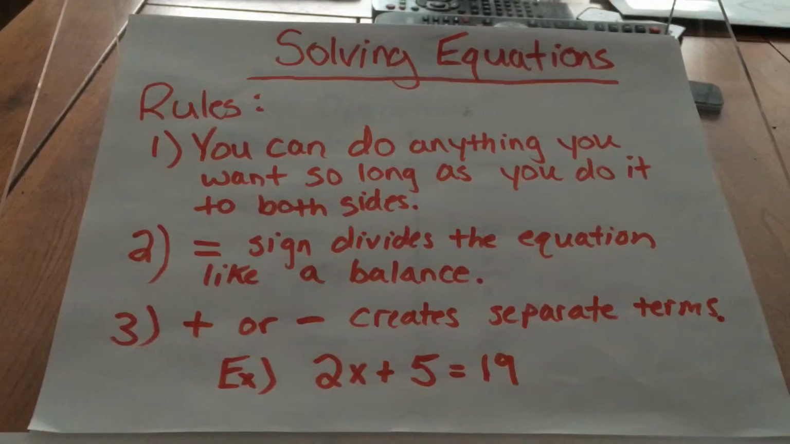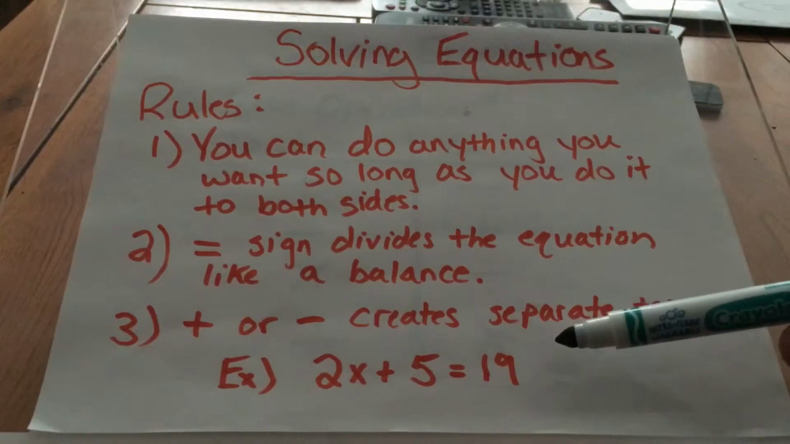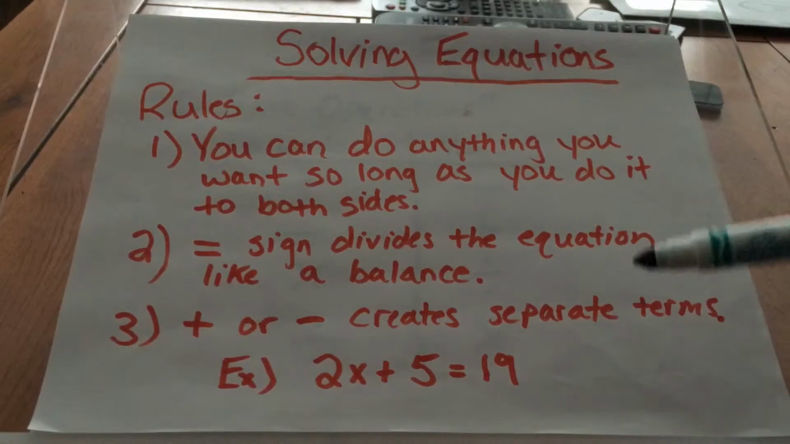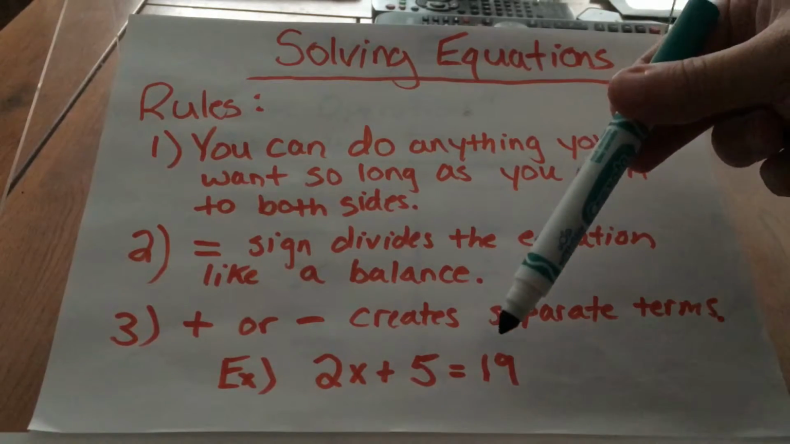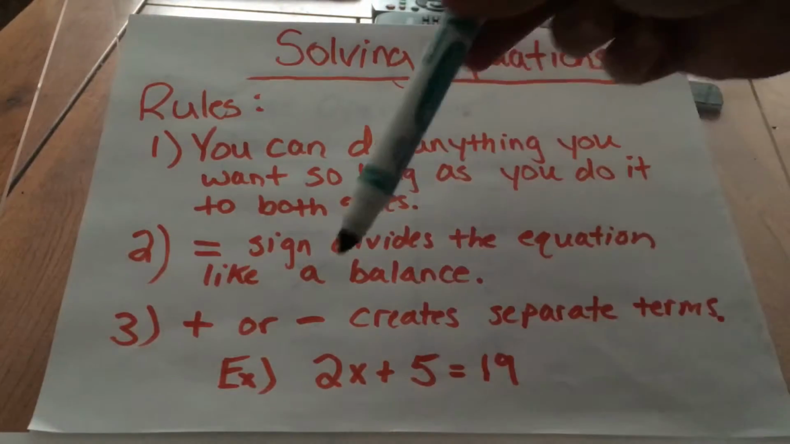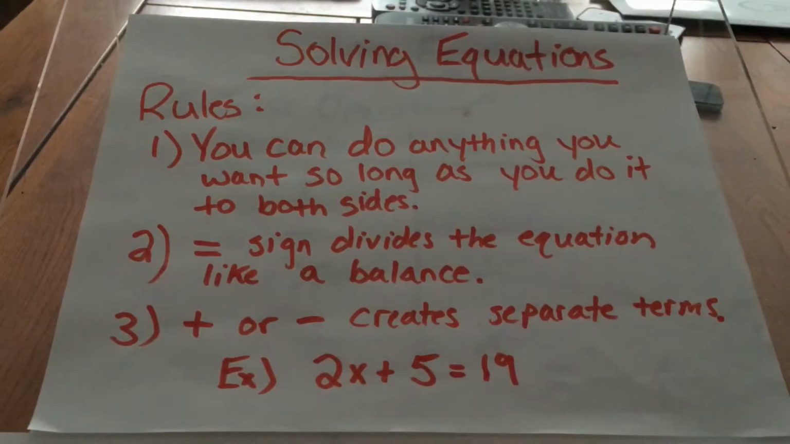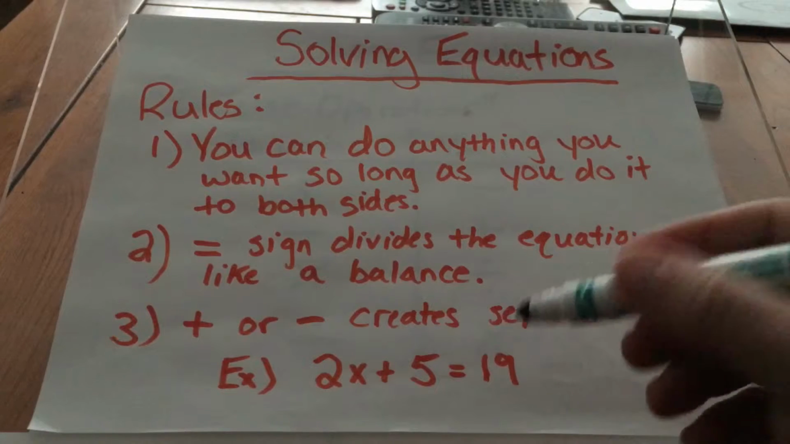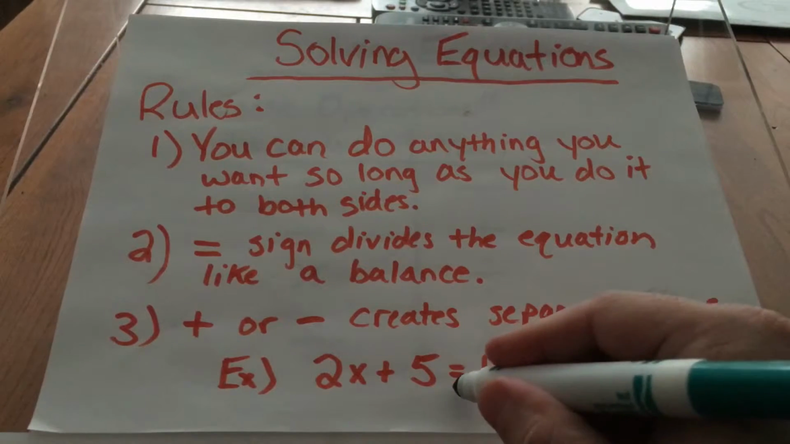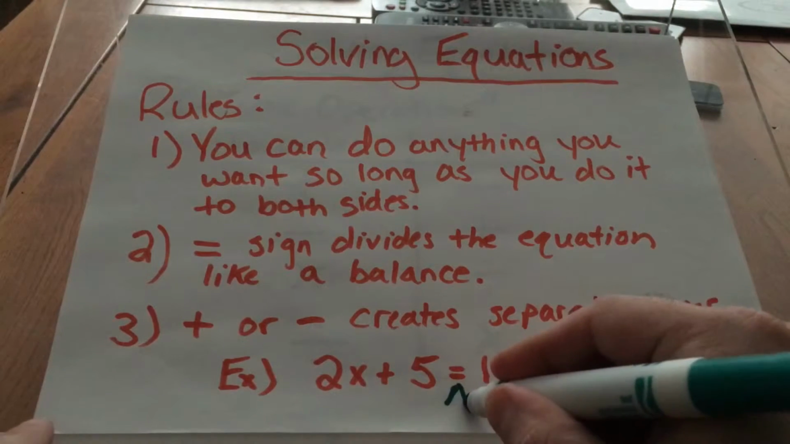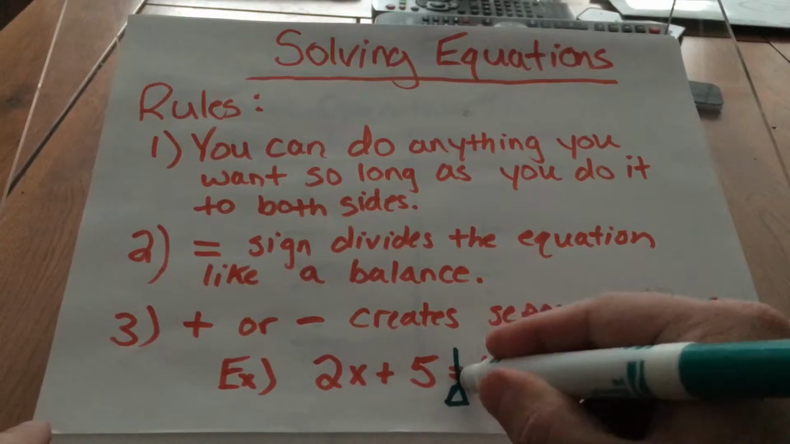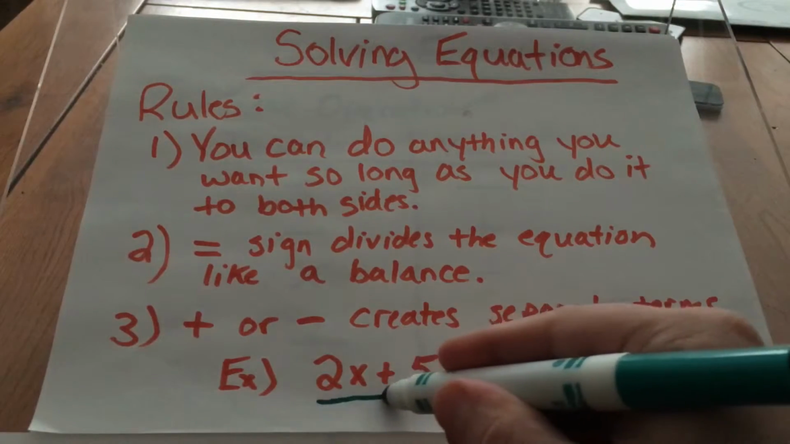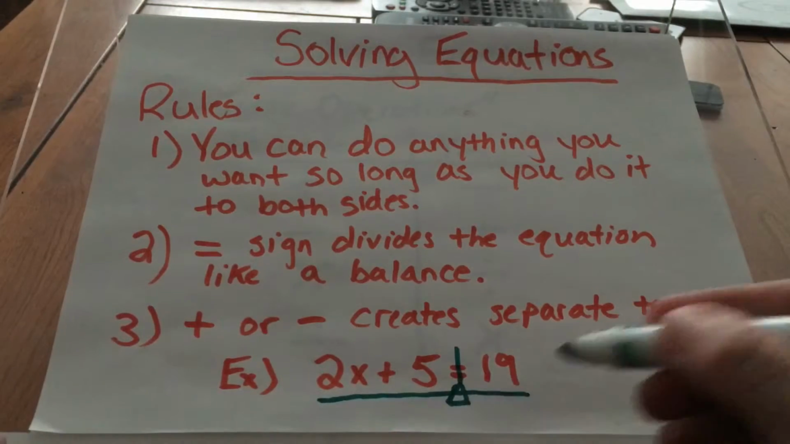So if you look, say, at this example that I have here, 2x plus 5 is equal to 19, what you have are three separate terms. You have the 19, you have the 5, and then you have the 2x. All right? So if you're looking at this equation, you can think of it as a balance. You can put your little fulcrum right here. This is your fulcrum, and here is your equation.